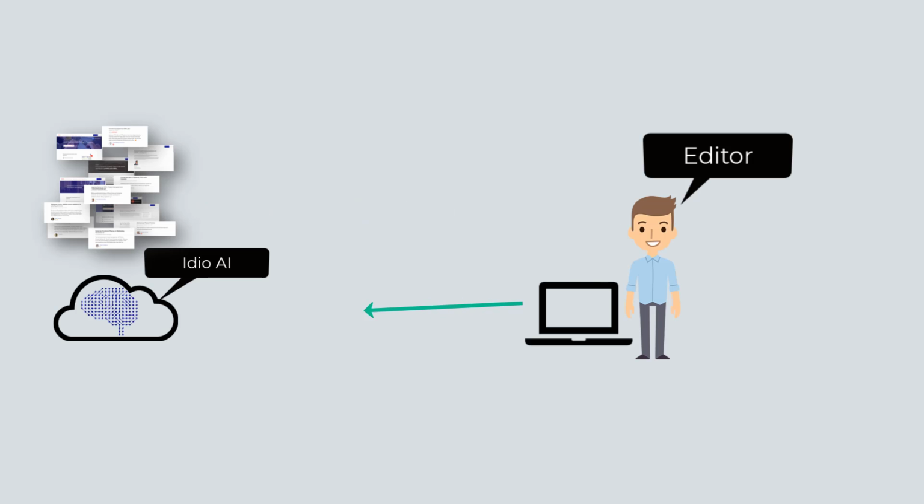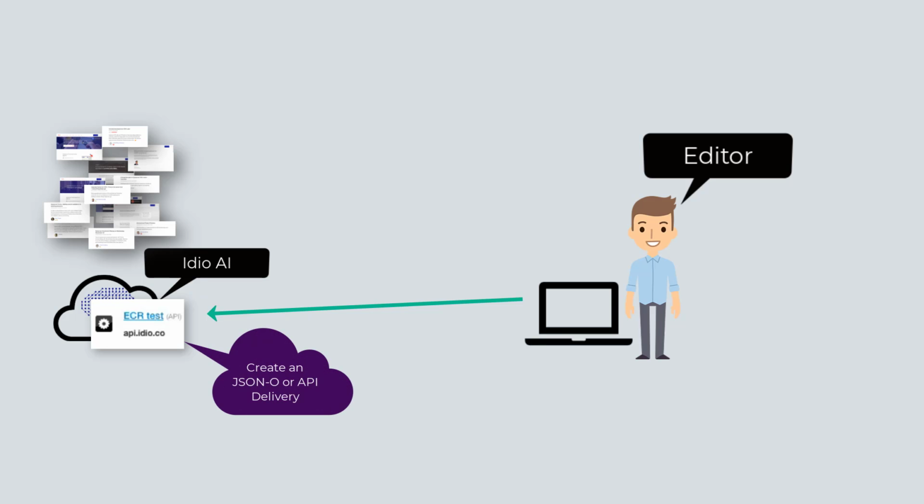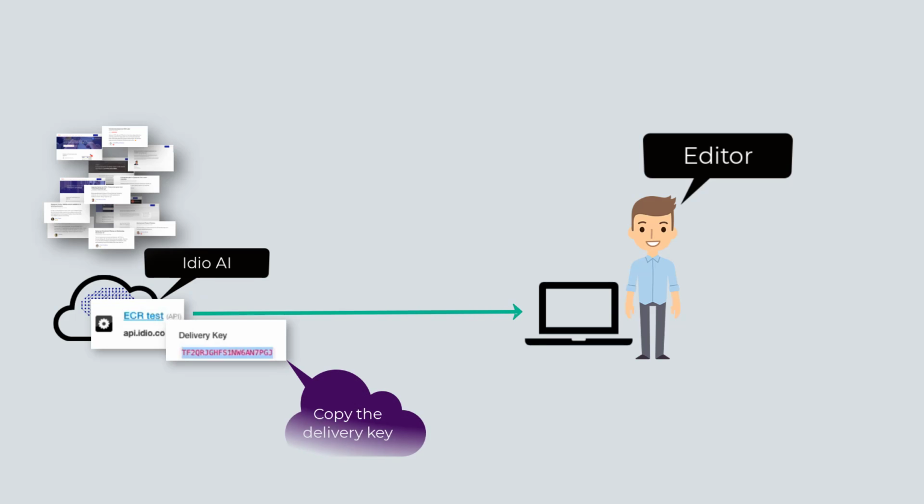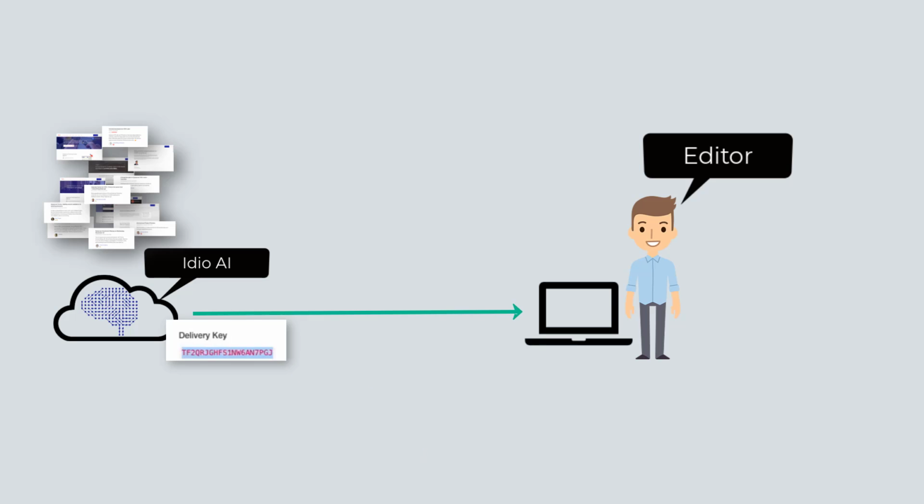But the process starts by creating a special delivery in the content recommendations portal that is created as either a JSON-O or API delivery. Once the delivery has been created, the editor can copy the unique delivery key generated and tied with the delivery into their clipboard.